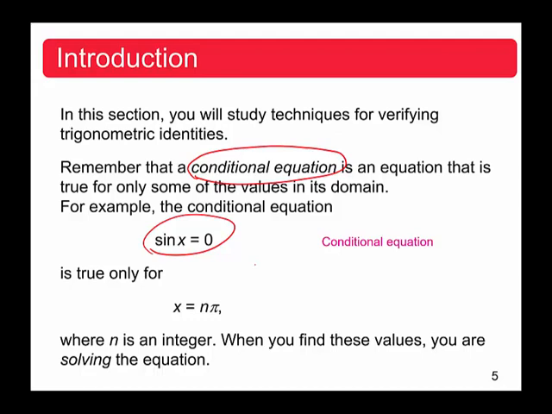So sine 0 equals 0, sine pi equals 0, sine 2 pi equals 0, 3 pi, 4 pi. So when x equals n pi, it could be negative pi, negative 2 pi, negative 3 pi. So it will cover all the possible solutions. And this is what we call the conditional equations, meaning there's no unique solution. And here, when n is an integer, then sine x will be equal to 0.